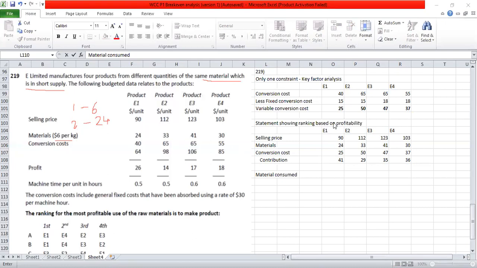Like that, for every product we have to find out. Material consumed will be equal to 24 by 6. Then we see the next one is 33, 33 by 6. The next one is 41, and then the next one is 40.